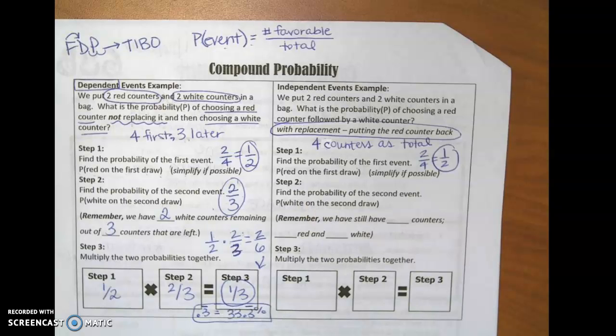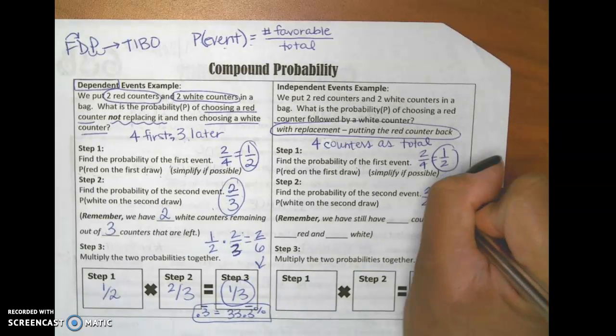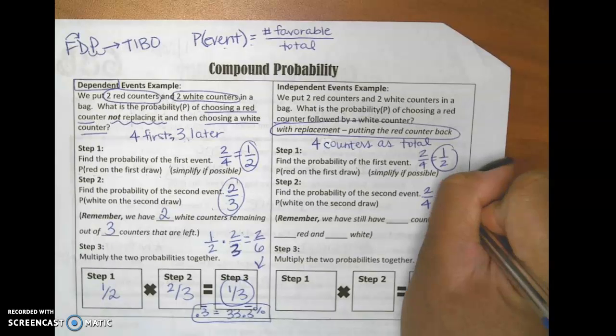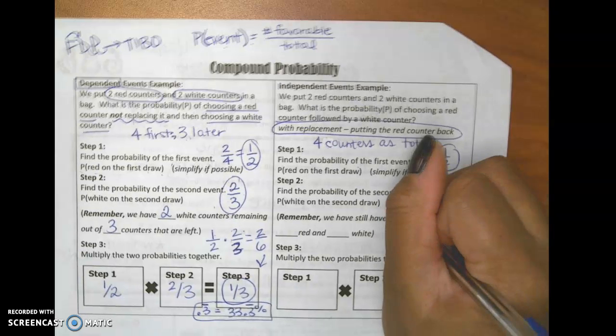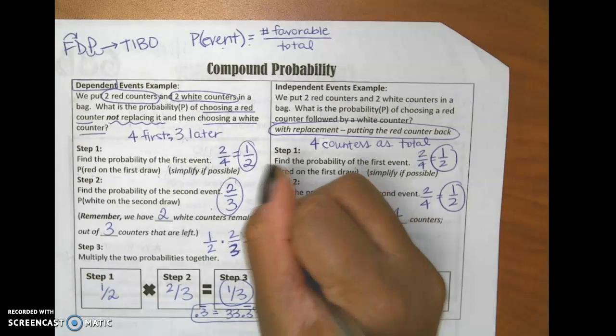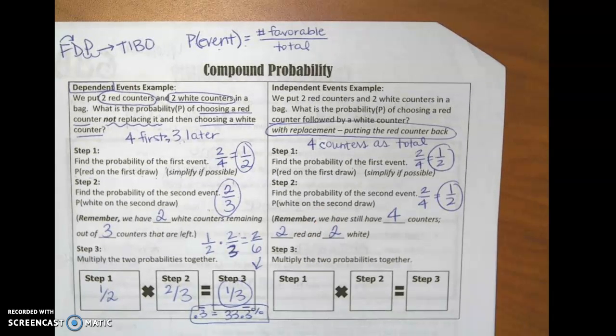So now I want white. What's the chance of getting a white? 2 out of 4, because I still have 4. I put it back in there. I just got through saying that. You probably couldn't tell because somebody's over there tapping on their desk. Remember, we still have 4 counters, 2 red and 2 white.